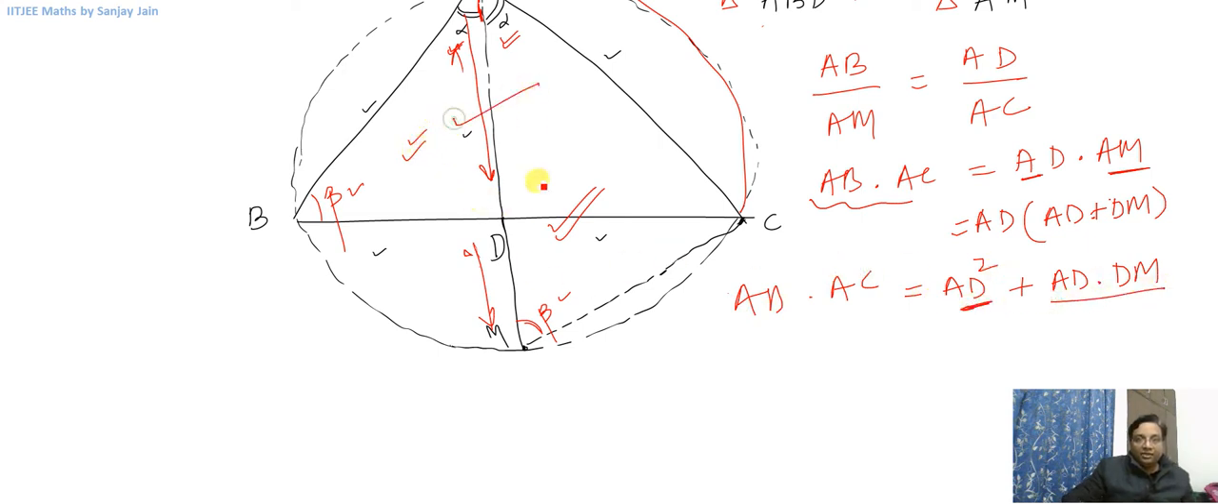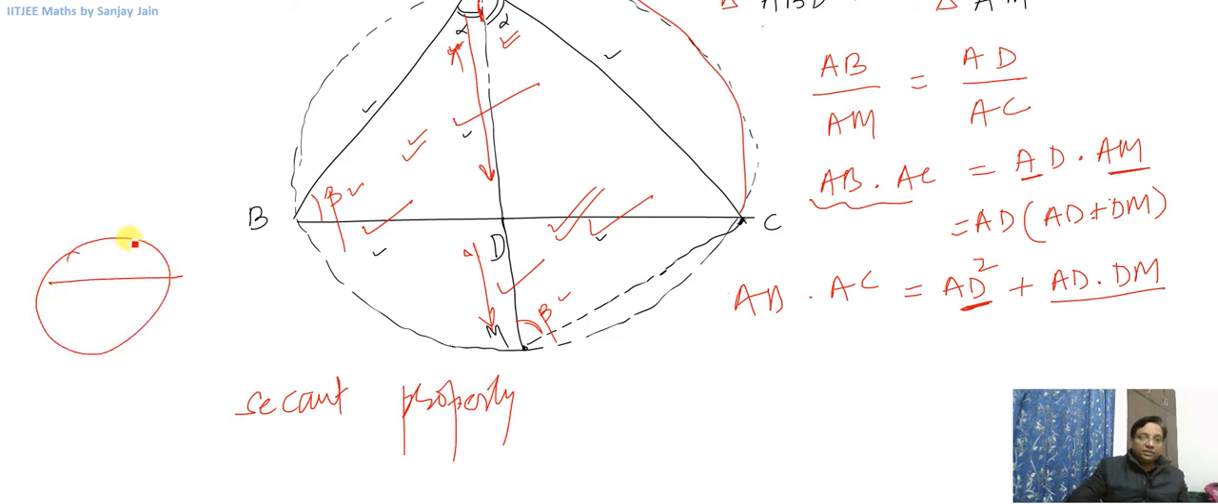And what is product of these two segments, AD and DM? It will be equal to product of BD and DC, because we have just studied about secant property of the circles, right? That if there are two chords, let us say, intersecting like this, then the product of this segment and this segment will be equal to product of these two segments. So AD into DM is equal to BD into DC. So let me replace this AD into DM with BD into DC, right?